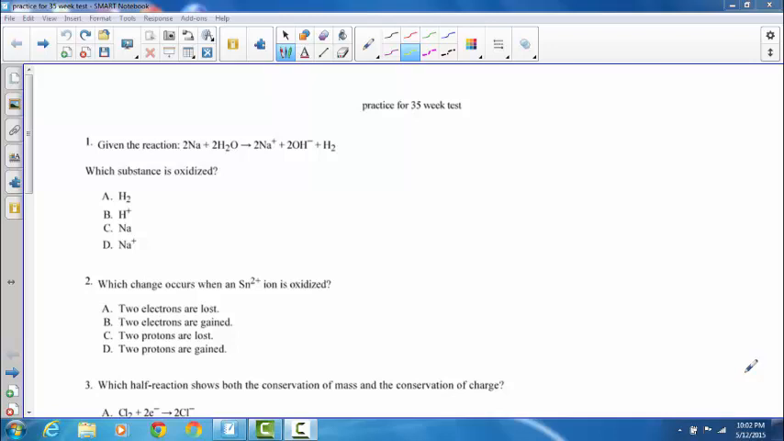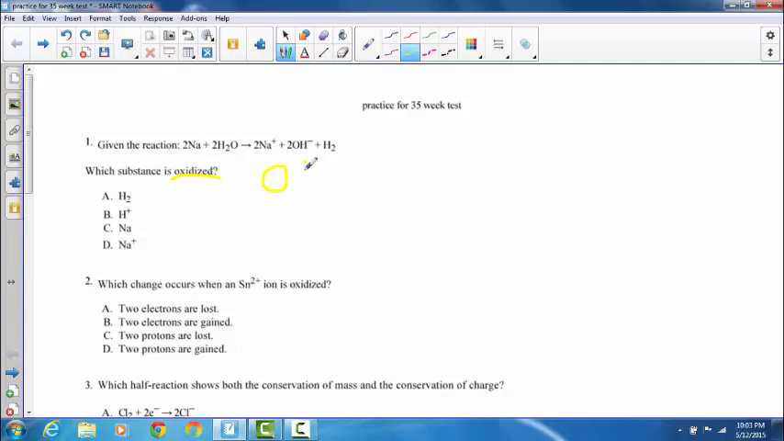So, the first one says, given the reaction, 2 sodiums plus 2 water makes 2 sodium ions and 2 hydroxide ions and 2 hydrogen gases. Well, 1 hydrogen gas molecule, it's diatomic. So, here is our formula right up here. And the first question, what substance is oxidized?